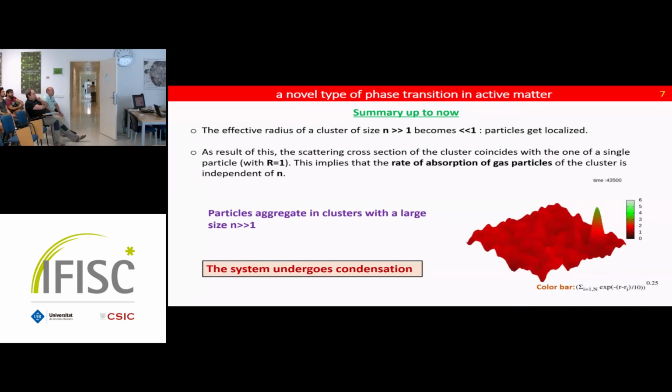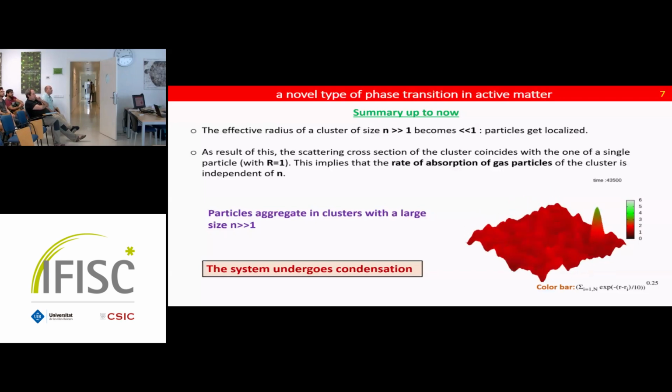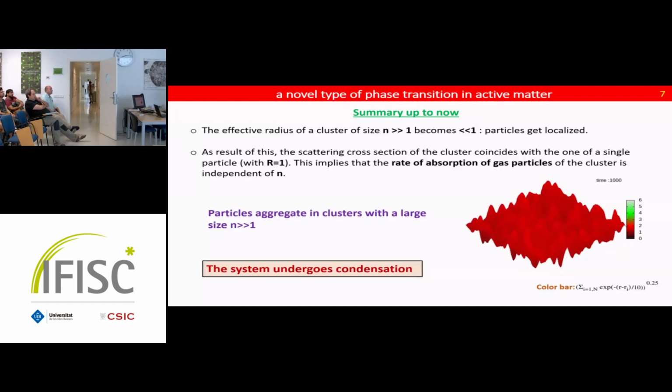Because there is no volume exclusion, the point particles will come and they will get localized. So if you wait a long time, there will be only one cluster and all the particles will be localized. So there is no cluster cross section. This leads to the aggregation that we can call condensation. The size of the cluster is less than the size of the interaction radius, and all the particles will be condensed, they will glue, come together and be localized.